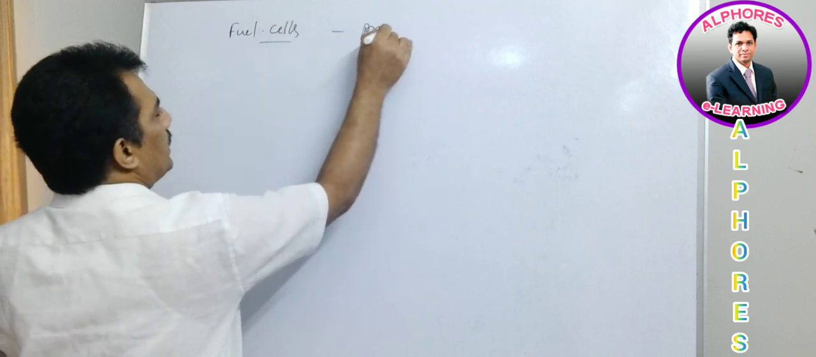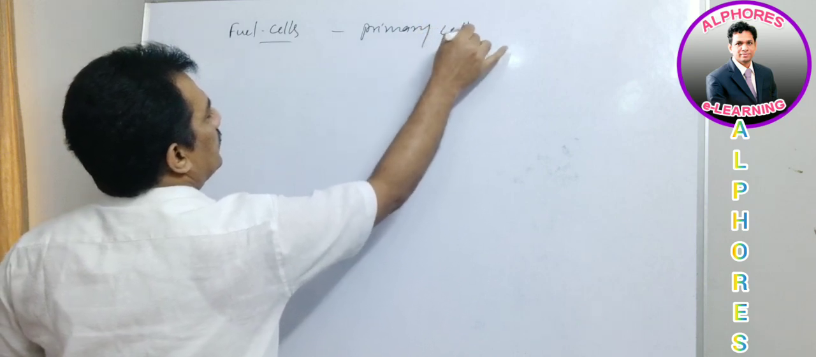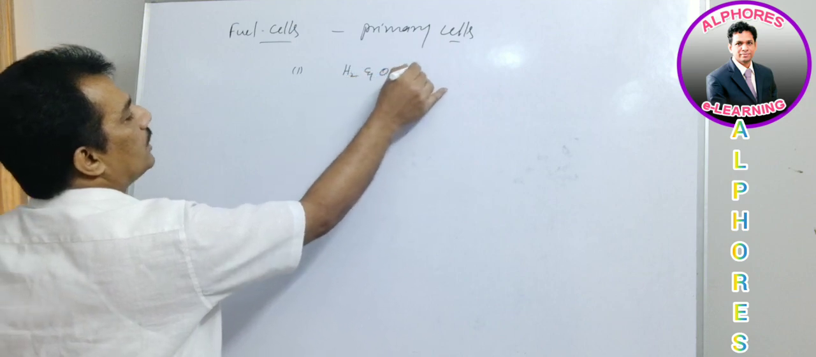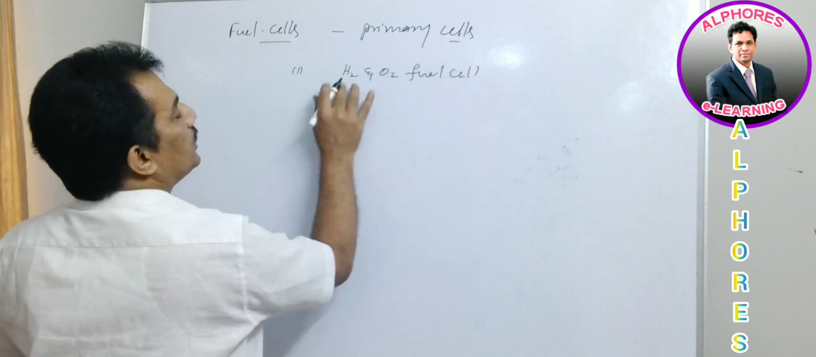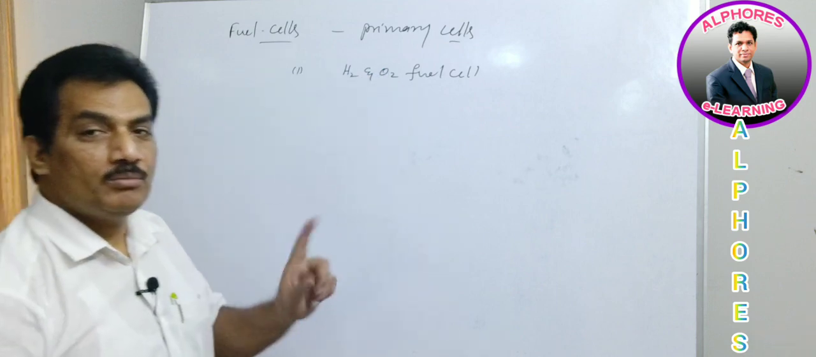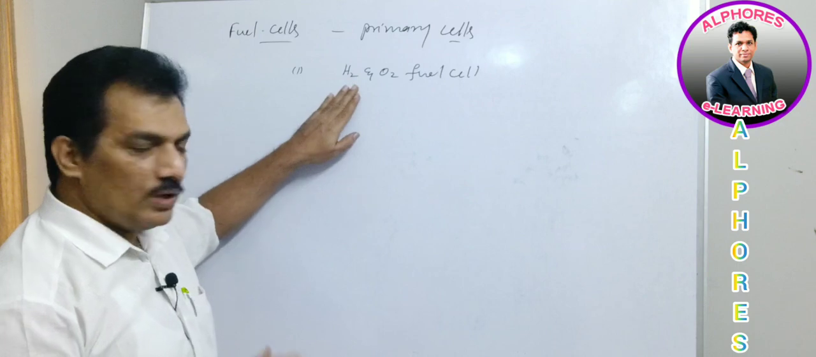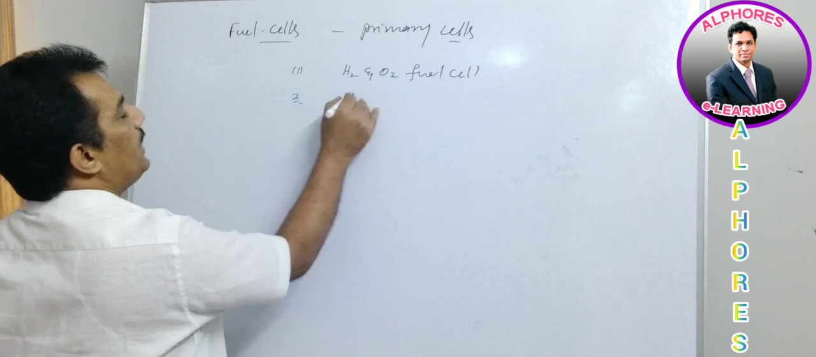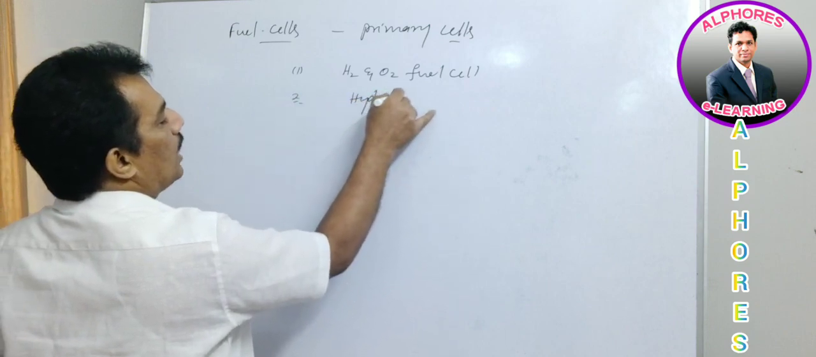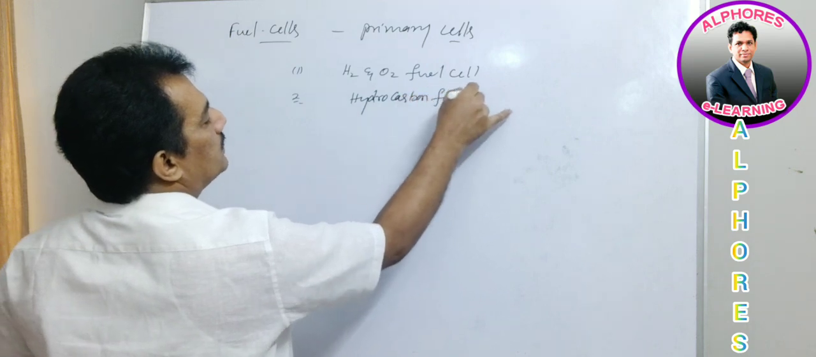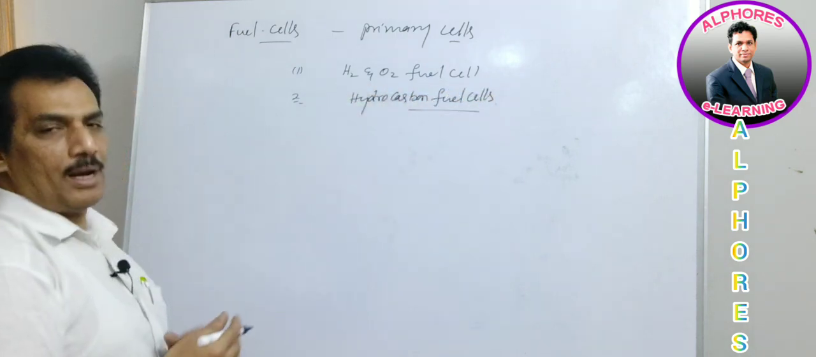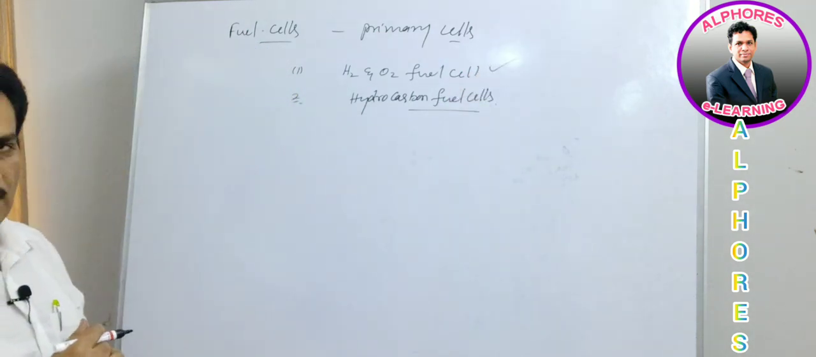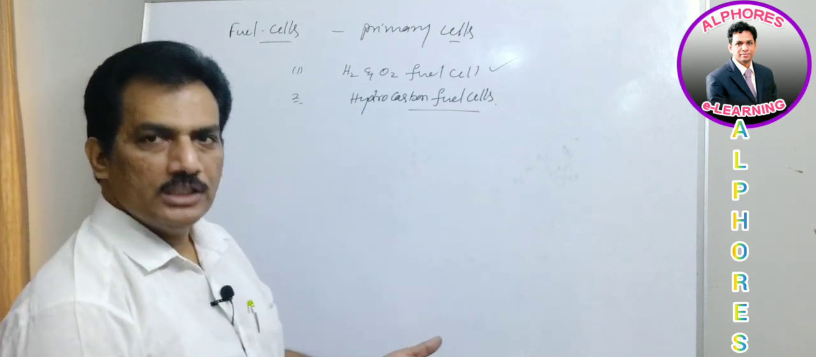That's why these fuel cells are primary cells, and they are of two kinds. One is the hydrogen and oxygen fuel cell. Just remember, here it is H2 O2, and H2O2 is not hydrogen peroxide. It is the H2 hydrogen and O2 oxygen fuel cell. And the next one is the hydrocarbon fuel cell. These are the two important primary cells. Of them, now we are studying the hydrogen and oxygen fuel cell: how it works and what components are present in it.